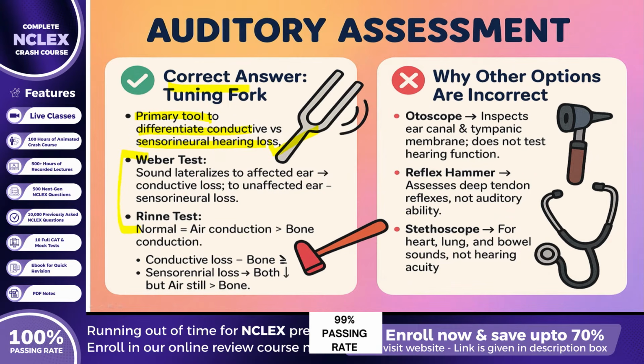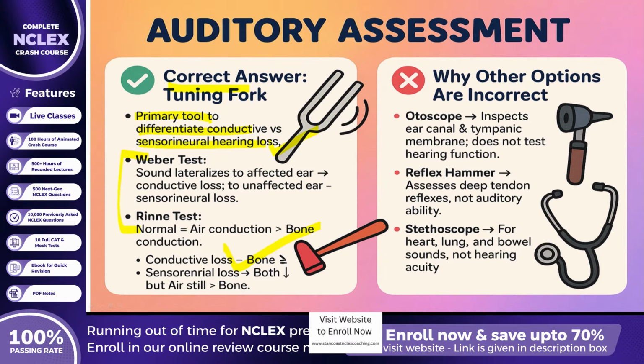The tuning fork is placed first on the mastoid bone for bone conduction, then near the ear canal for air conduction. Normally, air conduction is greater than bone conduction, but in conductive loss, bone conduction is equal or greater, whereas in sensorineural loss, both are diminished, yet air conduction remains longer than bone. These two tests together give a quick, non-invasive way to localize the problem and guide further diagnostics like audiometry.